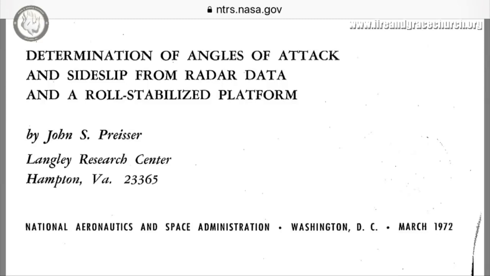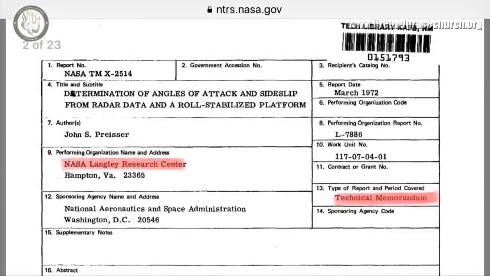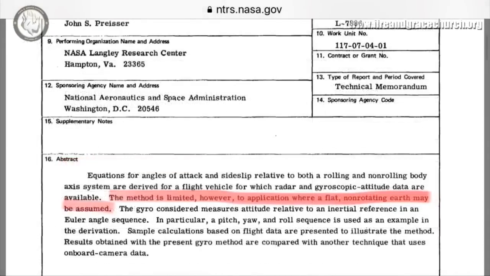Also, the National Aeronautics and Space Administration, Washington, D.C. Wait a minute, I thought they were in Florida and Houston, Texas. Oh, that's right. I'm sure they have an office. All right, let's keep going here. Here's the abstract. NASA Langley Research Center, technical memorandum, blah, blah, blah. Here is in the abstract. Basically what they're describing this manual is all about. It's a summary of it.